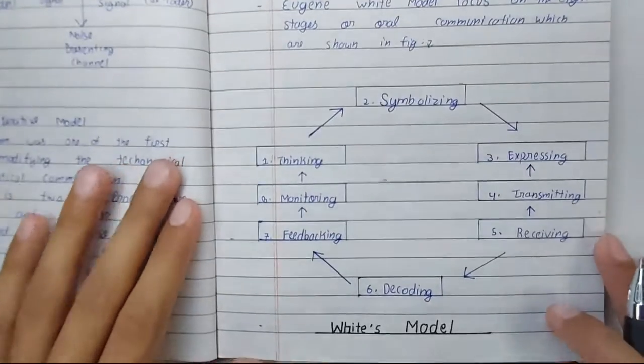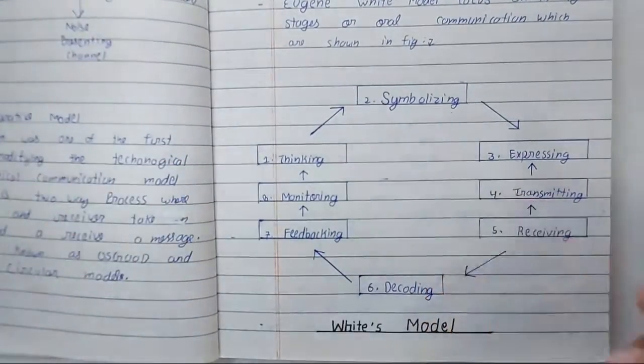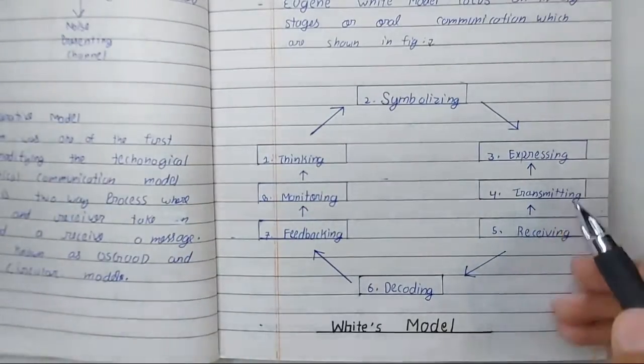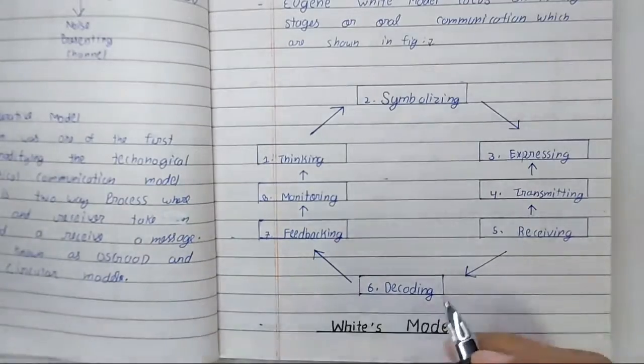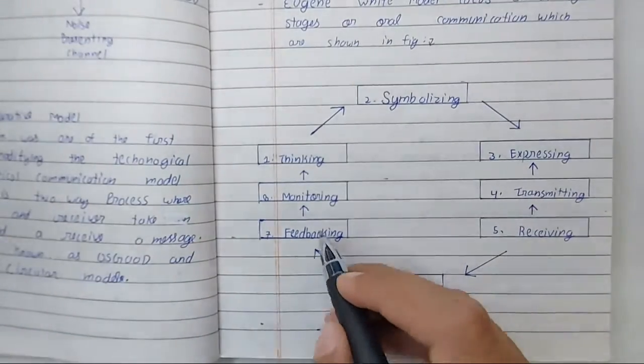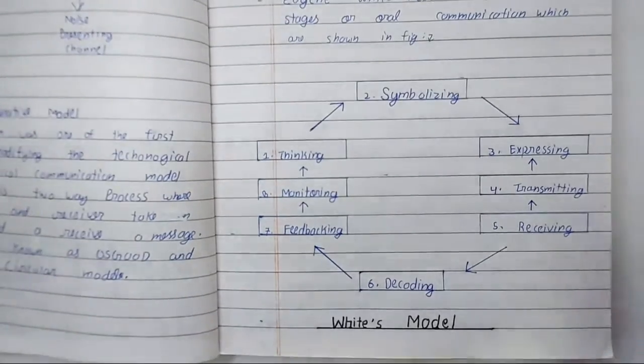Here, first one, thinking. Second, symbolizing. Third, expression. Fourth, transmitting, receiving, decoding, feedback, and monitoring. These are the 8 points in the White model.